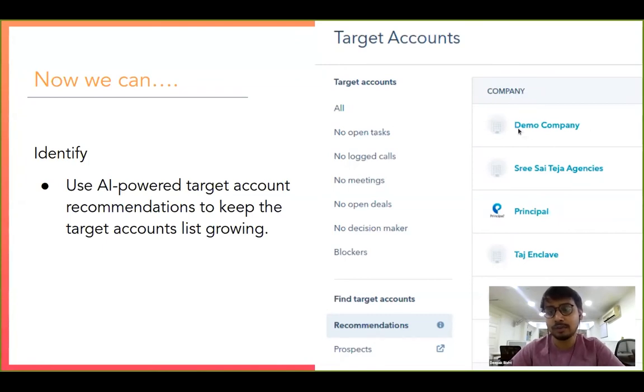And by staying on the same screen, you can just add them, move them to your target account list. So yeah, it's pretty easy, and you don't have to really put your mind to it. Just take the decision whether you want this company or not in your target account. So this just makes identifying your list of target accounts so easy. And not just one time, you can also keep it growing with these recommendations, so that you always have companies to target.